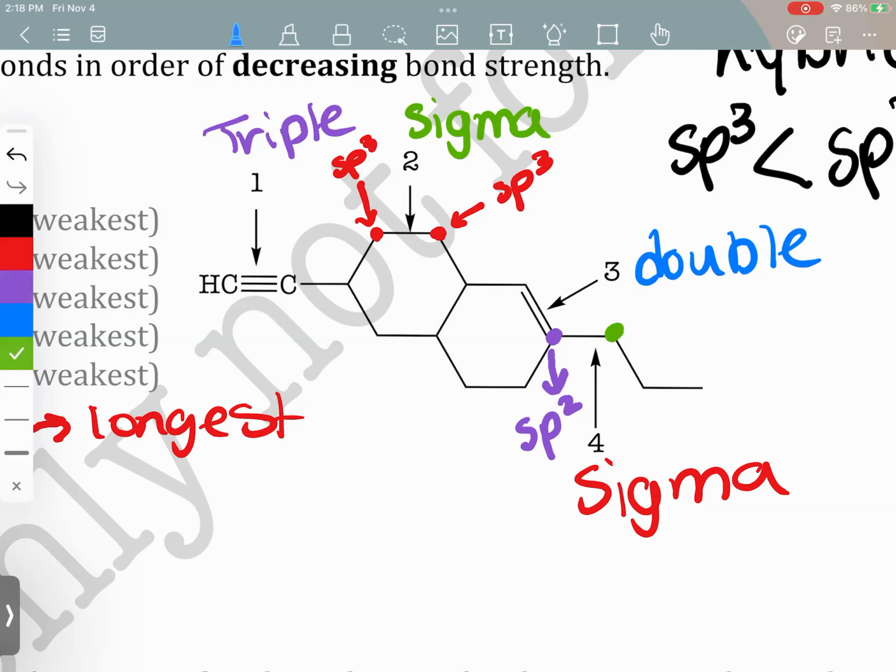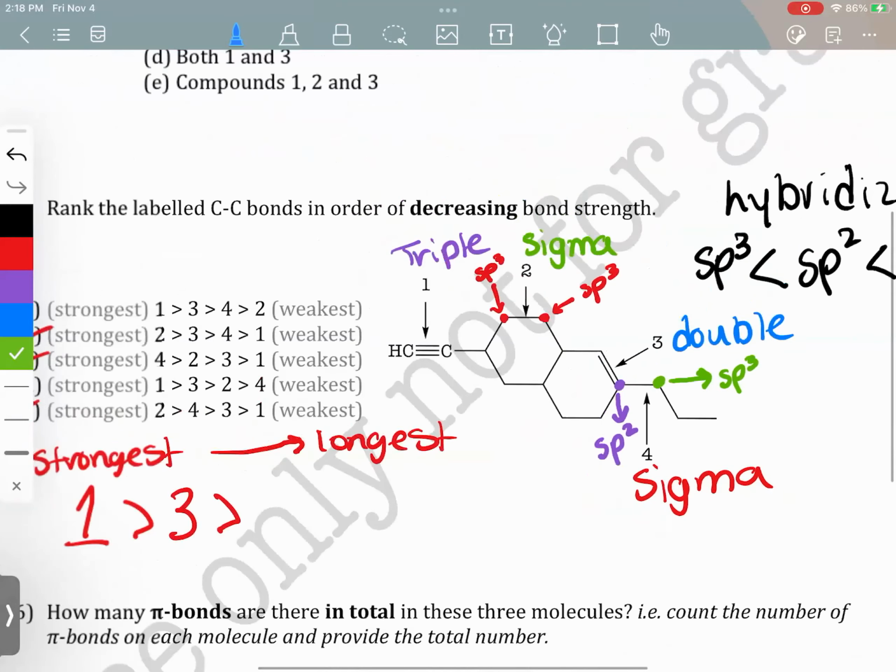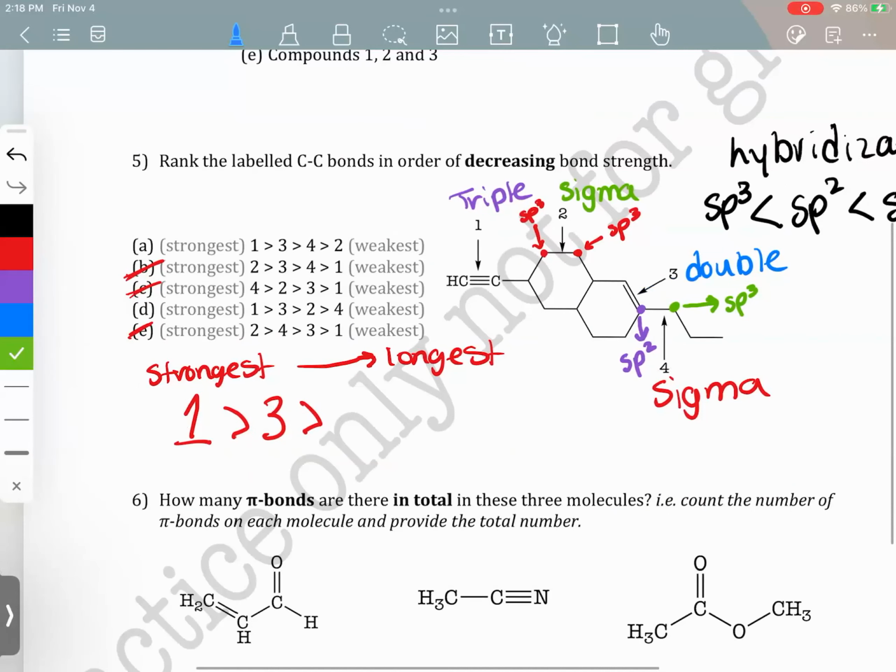And now the green carbon. What kind of hybridization is this one? It's sp3. Right. Four electron environments around it, so sp3. Now, between 4 and 2, the both sigma bonds, which one do you think is the strongest? The one that doesn't have sp3, so 4 is stronger. Right.